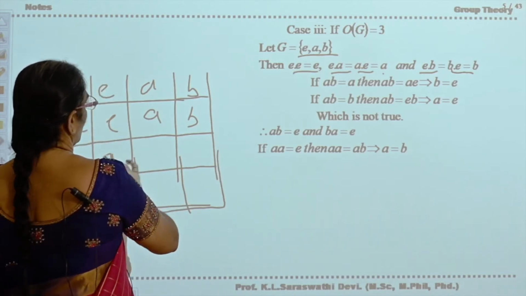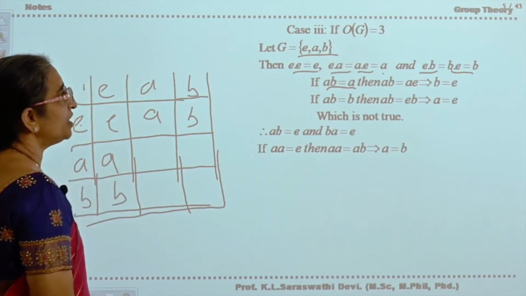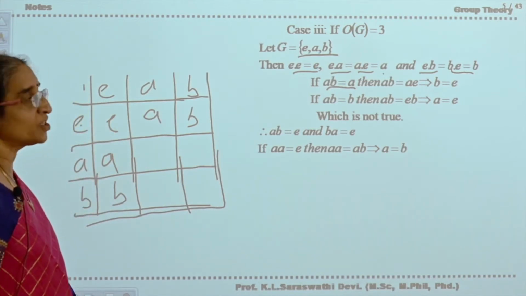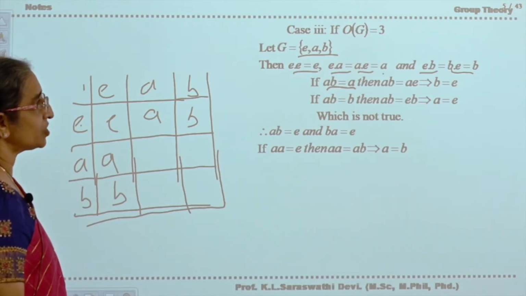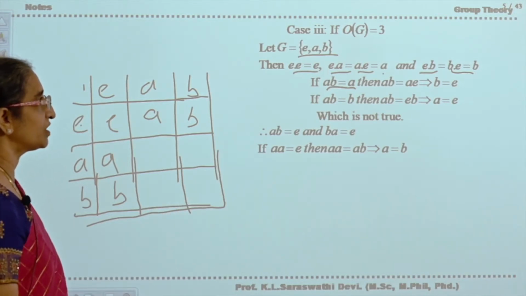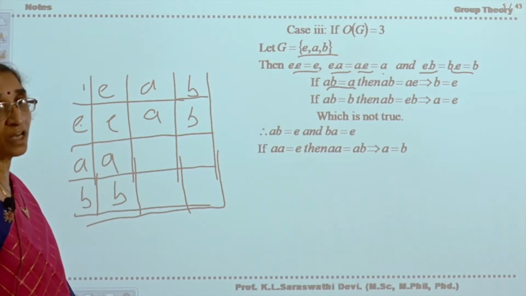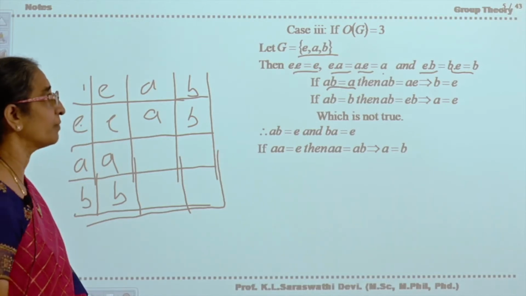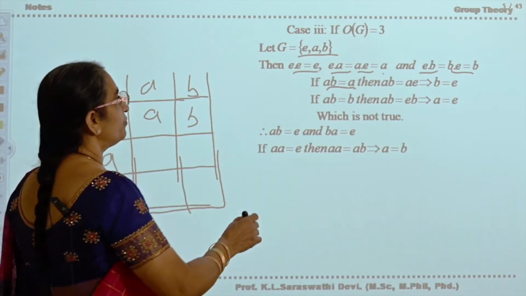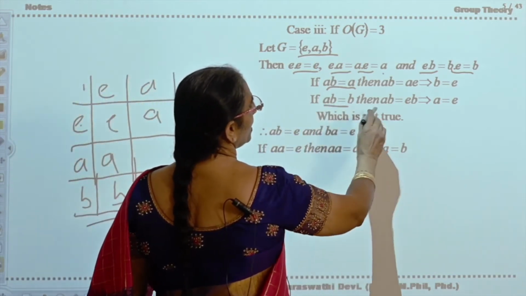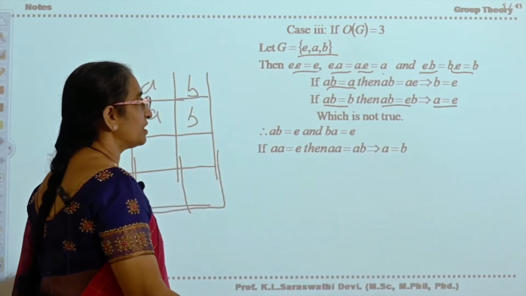Now, AB is equal to A, suppose. Then AB is equal to AE. Can I write AE? By cancellation, A will be cancelled, and B is equal to E. Is it possible? E, A, B are distinct elements, because order of G is 3. So B is equal to E, which is not possible. Similarly, if AB is equal to B, then AB is equal to EB, then A is equal to E, which is also not possible.